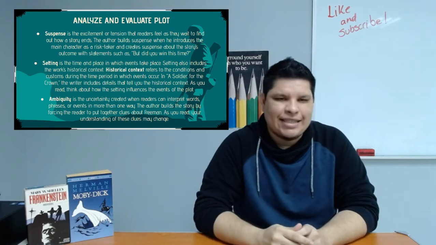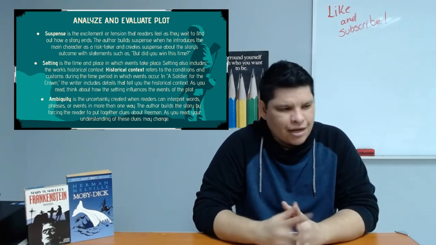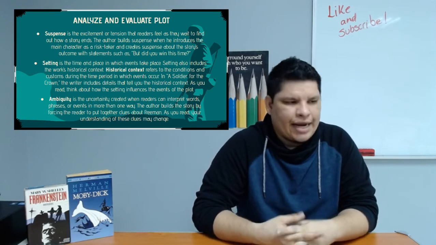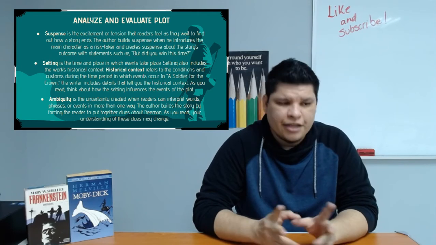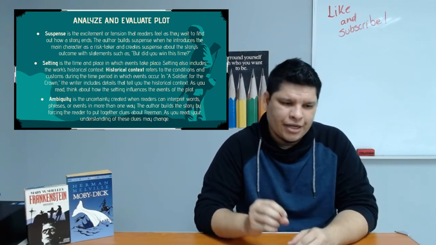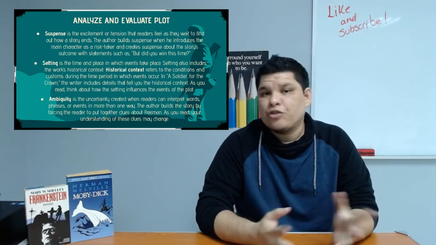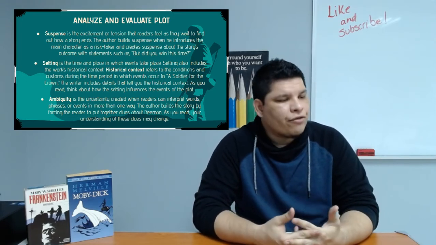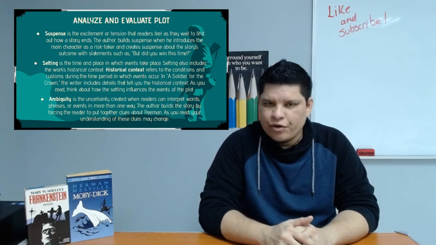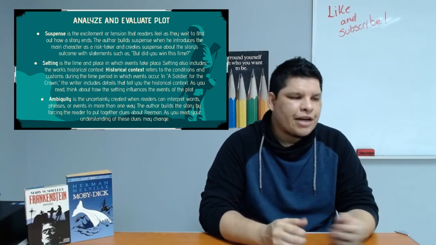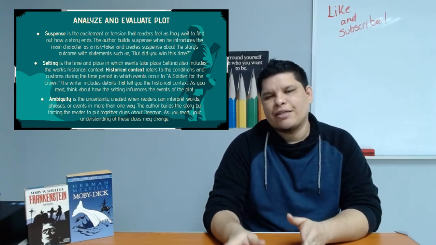Second thing is the setting. The setting is the time and place in which the events take place. Setting also includes the work's historical context. The historical context refers to the conditions and customs during the time period in which the story occurs. In A Soldier for the Crown, the writer includes details that tell you the historical context. As you read, we're going to think about how the setting influences the events of the plot.